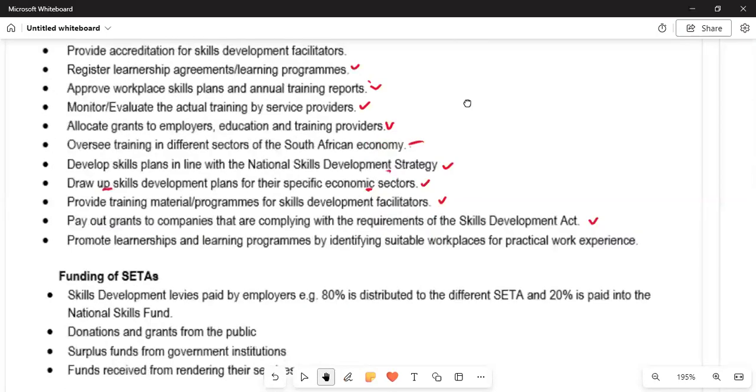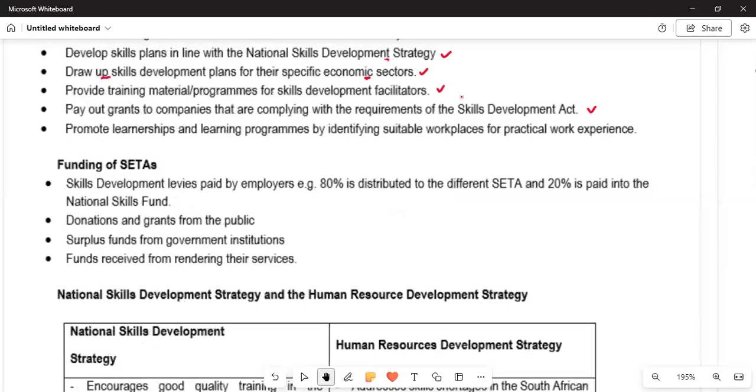SETA also promotes learnerships and learning programs by identifying suitable workplaces for practical work experience. So they go and identify and make sure that there is work experience. They identify suitable workplaces for practical work experience, so that they know for sure that those places are going to respond to what is needed. So this topic carries about 10 marks. That is the value of this topic.